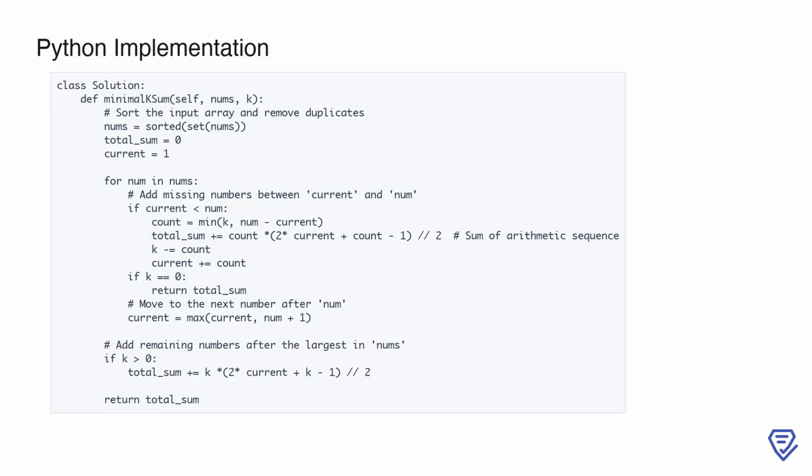After processing all numbers in nums, if there are still missing integers to add, i.e., k greater than 0, we compute the sum of the next k integers starting from current and add it to total_sum. This handles the case where we need to append integers larger than the largest number in nums. Finally, the function returns the total_sum as the result. This solution efficiently handles the problem by combining sorting, arithmetic sequence calculations, and logical traversal of the input array.